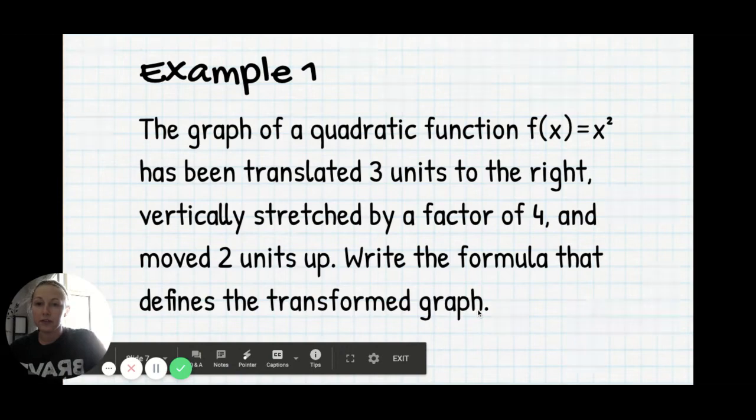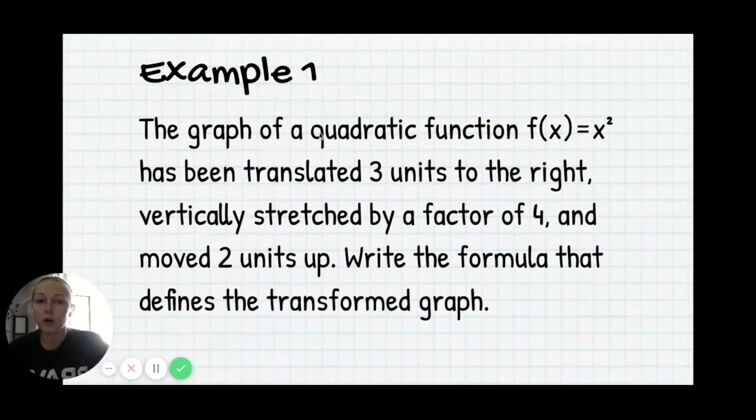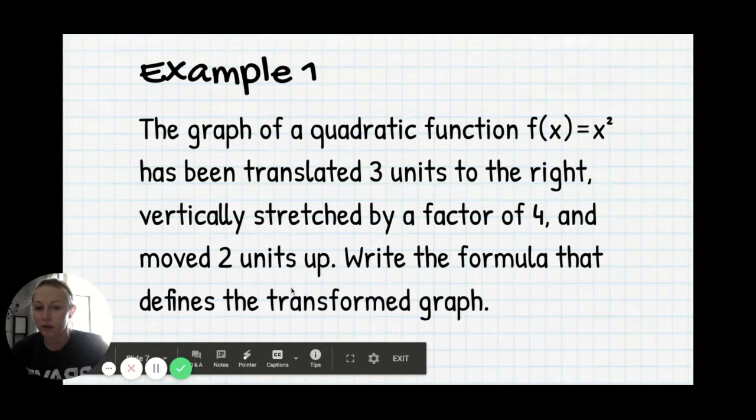So here's our first example. We're going to graph our quadratic function f of x equals x squared. And we're actually going to translate it 3 units to the right, and we're going to vertically stretch it by a factor of 4, and we're going to move it 2 units up. We need to write that formula that defines that transformed graph.